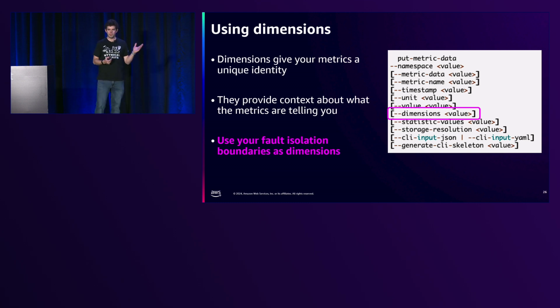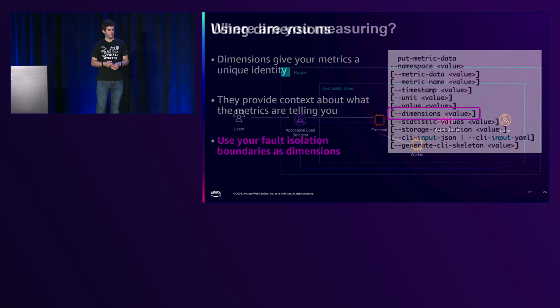But you want to use this concept of dimensions to adhere to the same fault isolation boundaries and behavioral boundaries that exist inside of your design and your application. And once you've done that, you're going to have a robust amount of metrics and dimensions available for you to have a lot more granularity in your alarming and your investigations operationally.